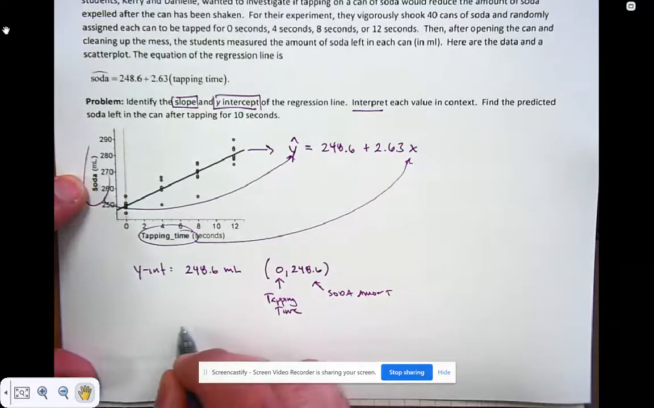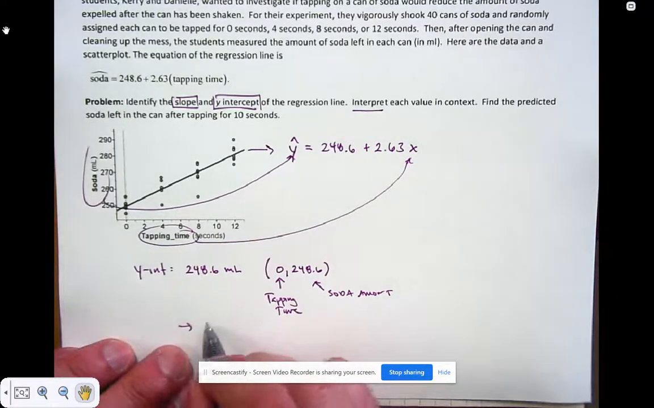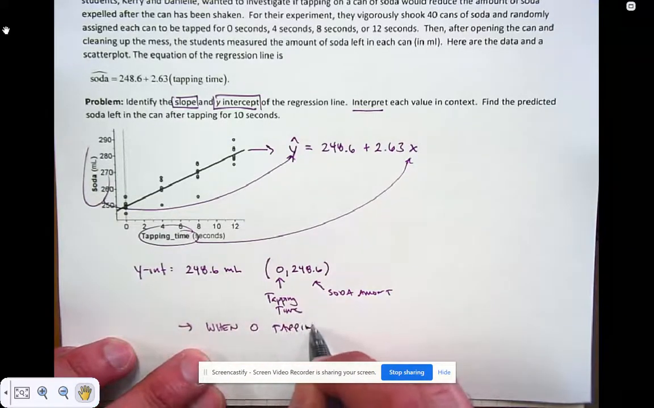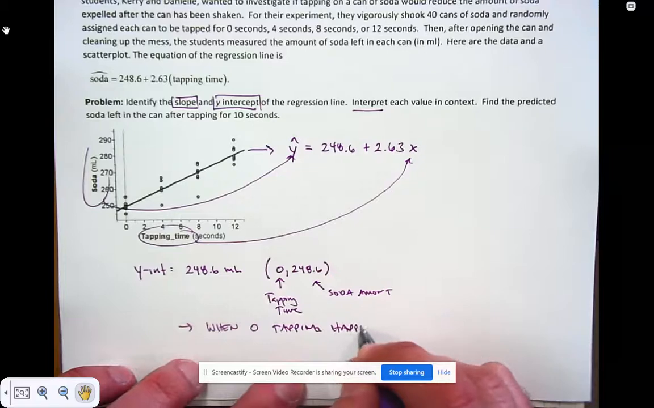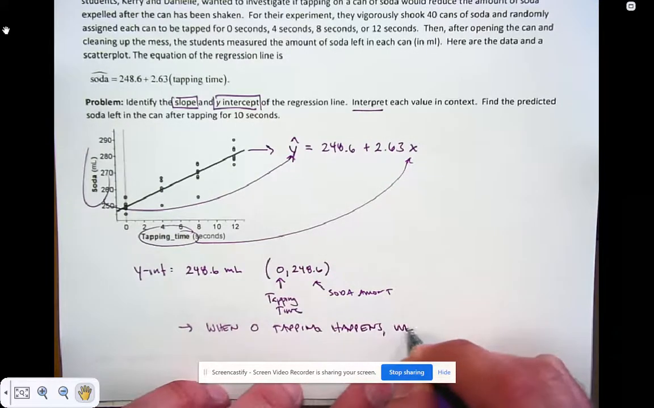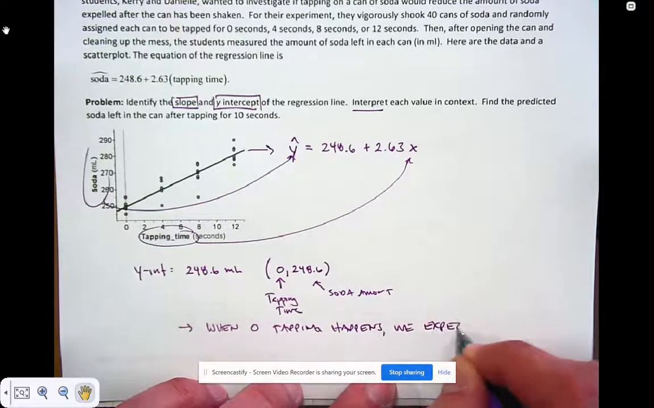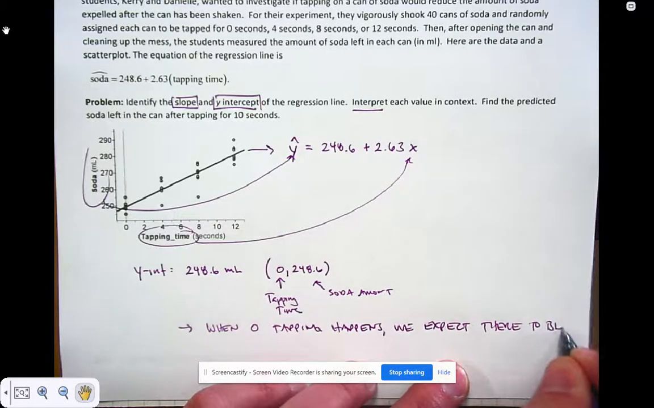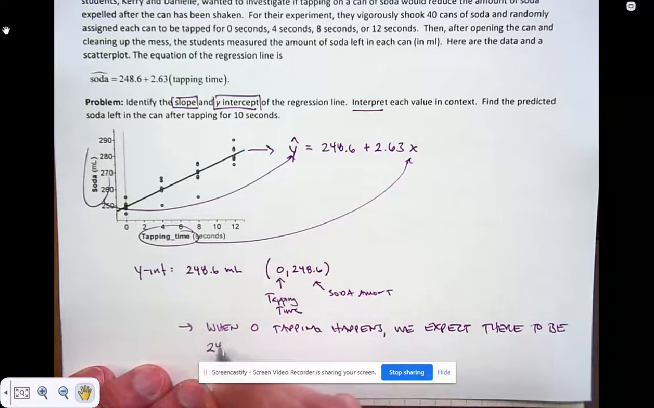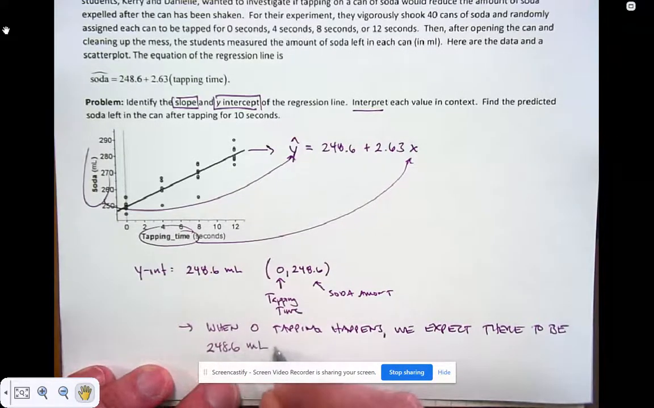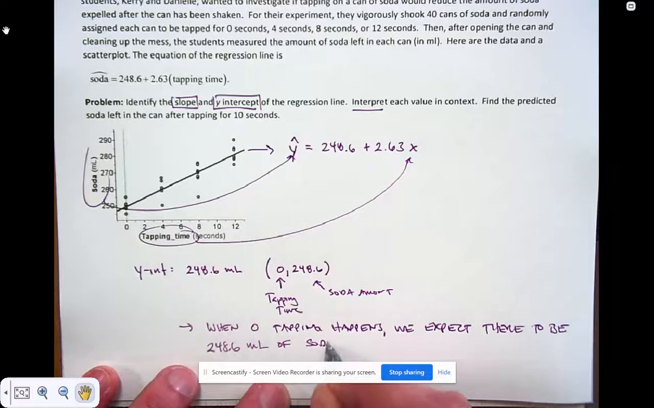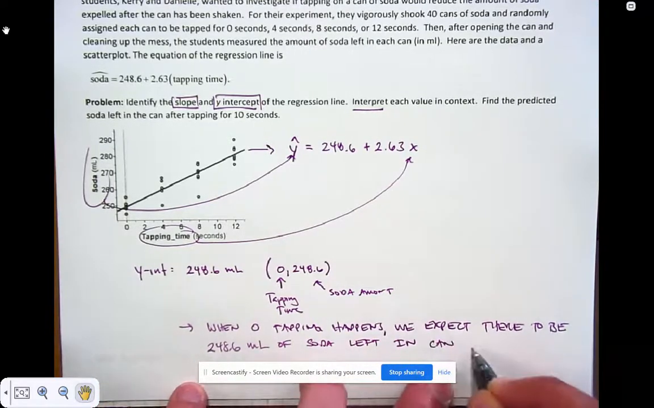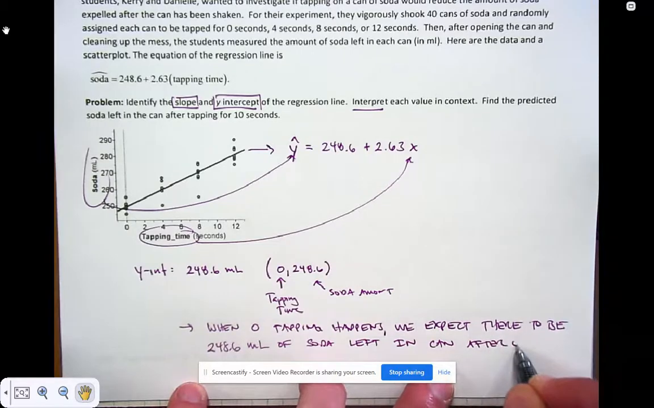And so your sentence is simply: when no or zero tapping happens, we expect there to be 248.6 milliliters of soda left in the can after opening.